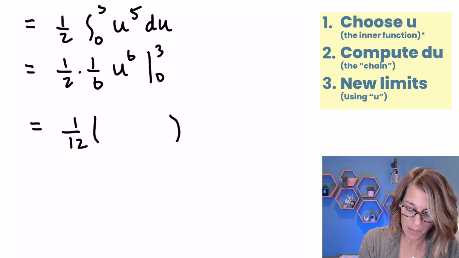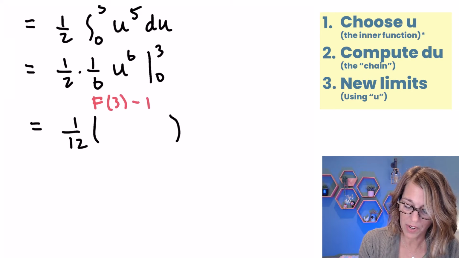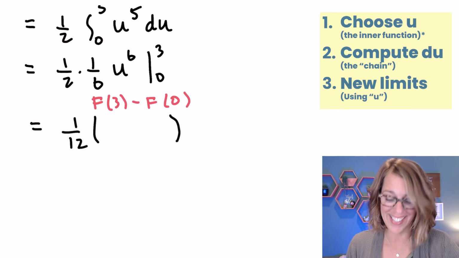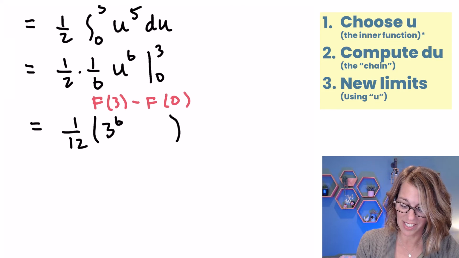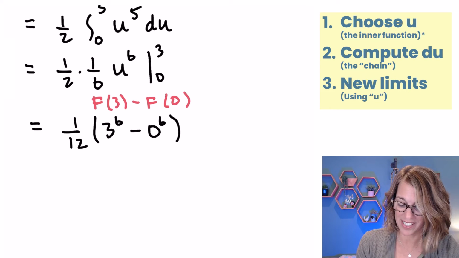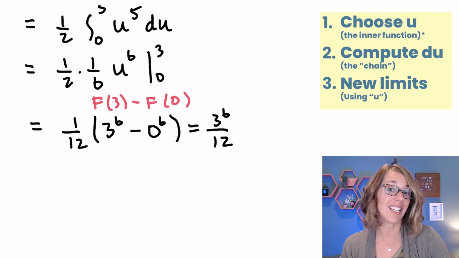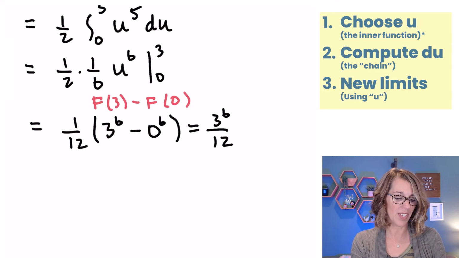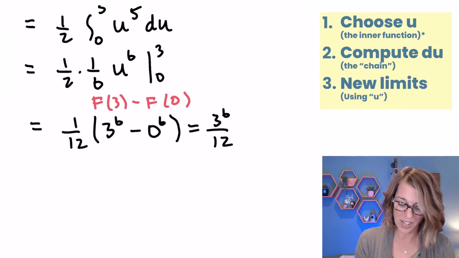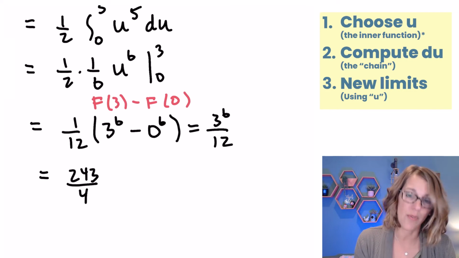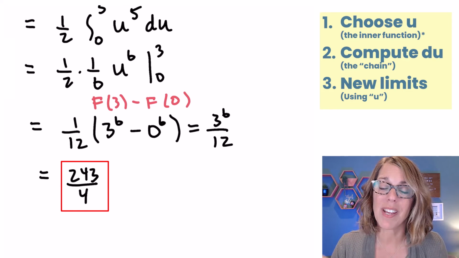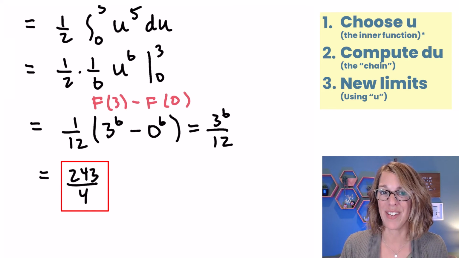I'm going to use my fundamental theorem of calculus part 2. Antiderivative at 3 minus antiderivative at 0. So I end up with u to the 6th. That's going to be 3 to the 6th minus 0 to the 6th. So into my calculator, I'm going to put 3 to the 6th divided by 12. Then I'm going to convert that to a fraction, and I get 243 over 4, and that's our answer, 243 over 4. We didn't need to go back to x's because this one had limits of integration.